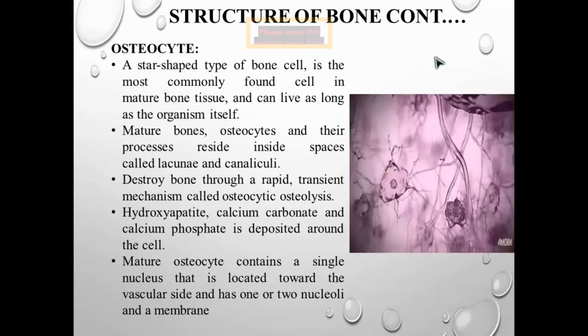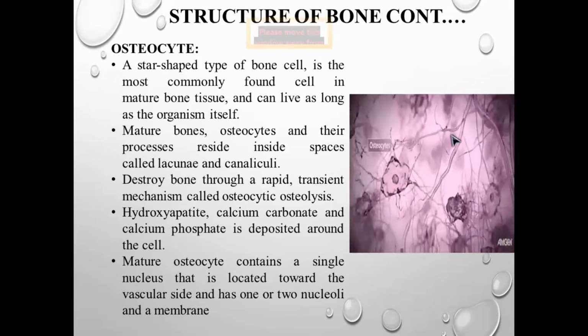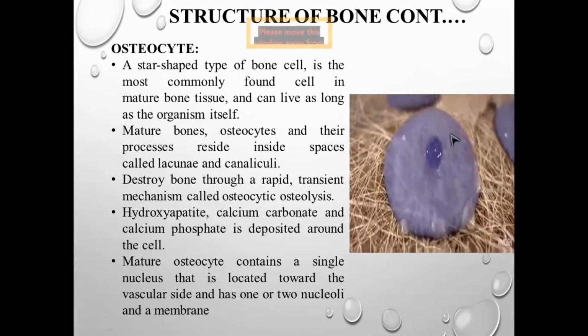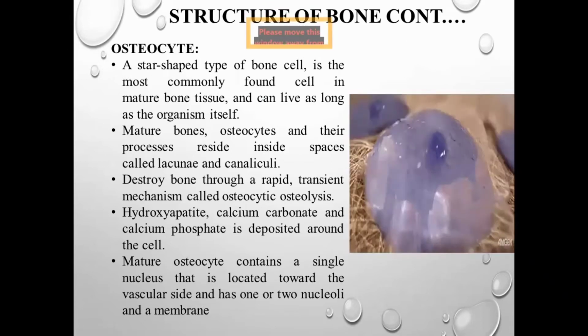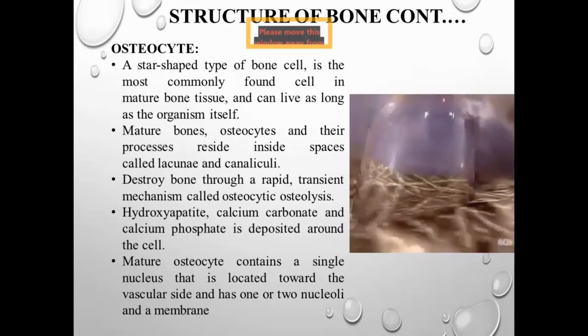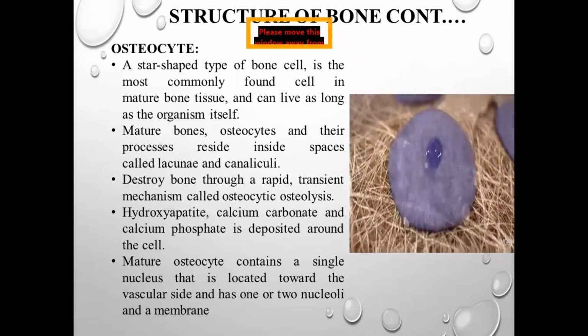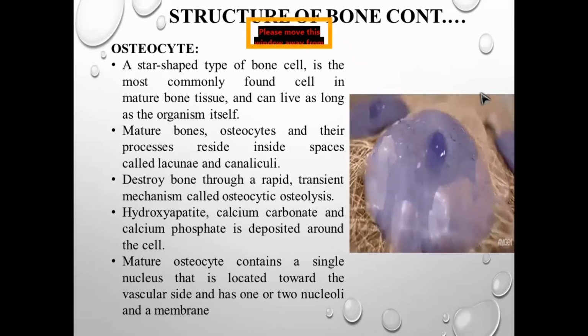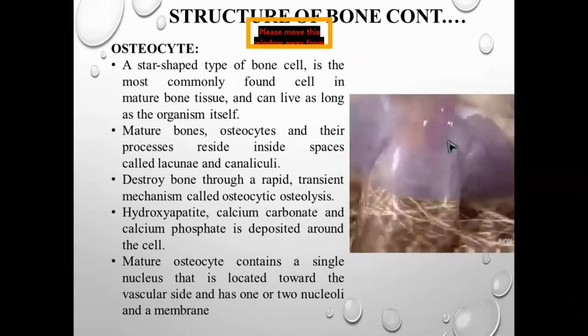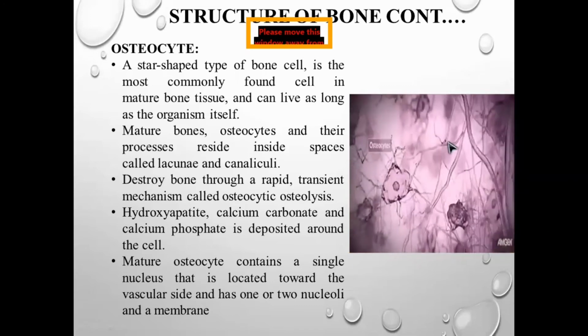osteocytes. Okay, an osteocyte, a star-shaped type of bone cell, is the most commonly found cell in mature bone tissue and can live as long as the organism itself. So it has a star shape. You can see the diagram, you can see the animation video. I'll start from the beginning.